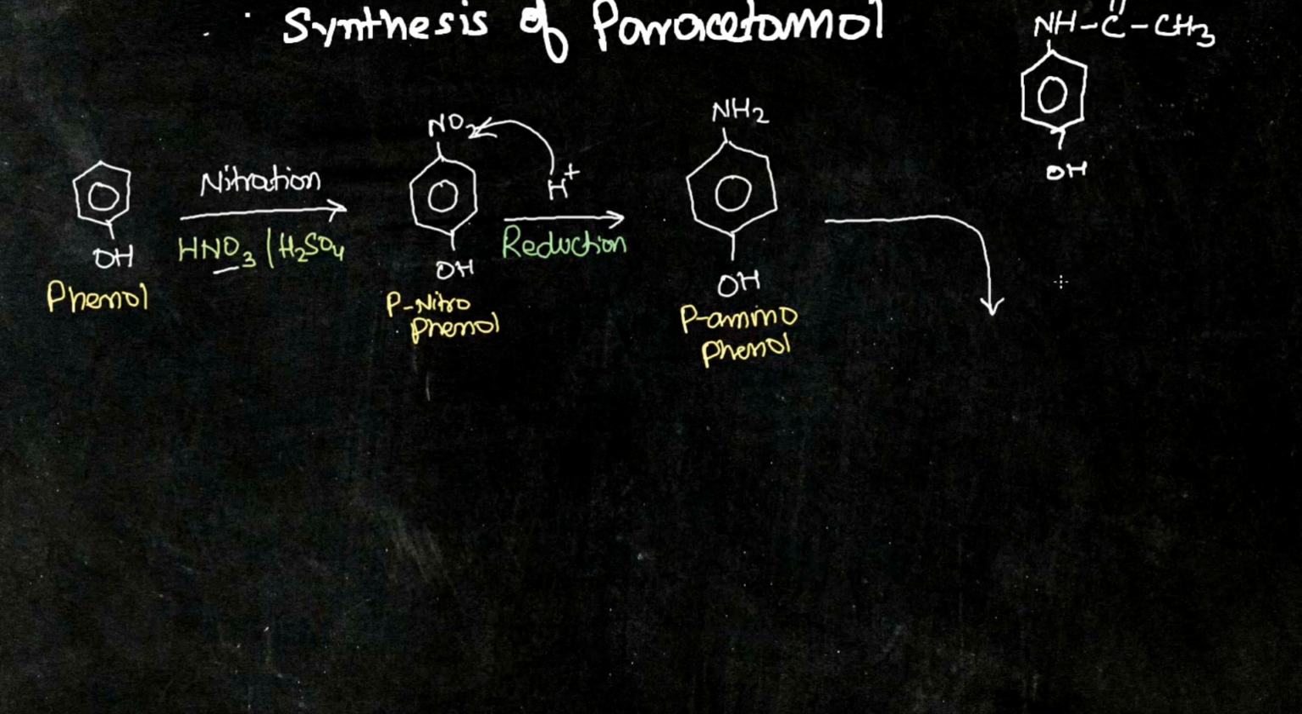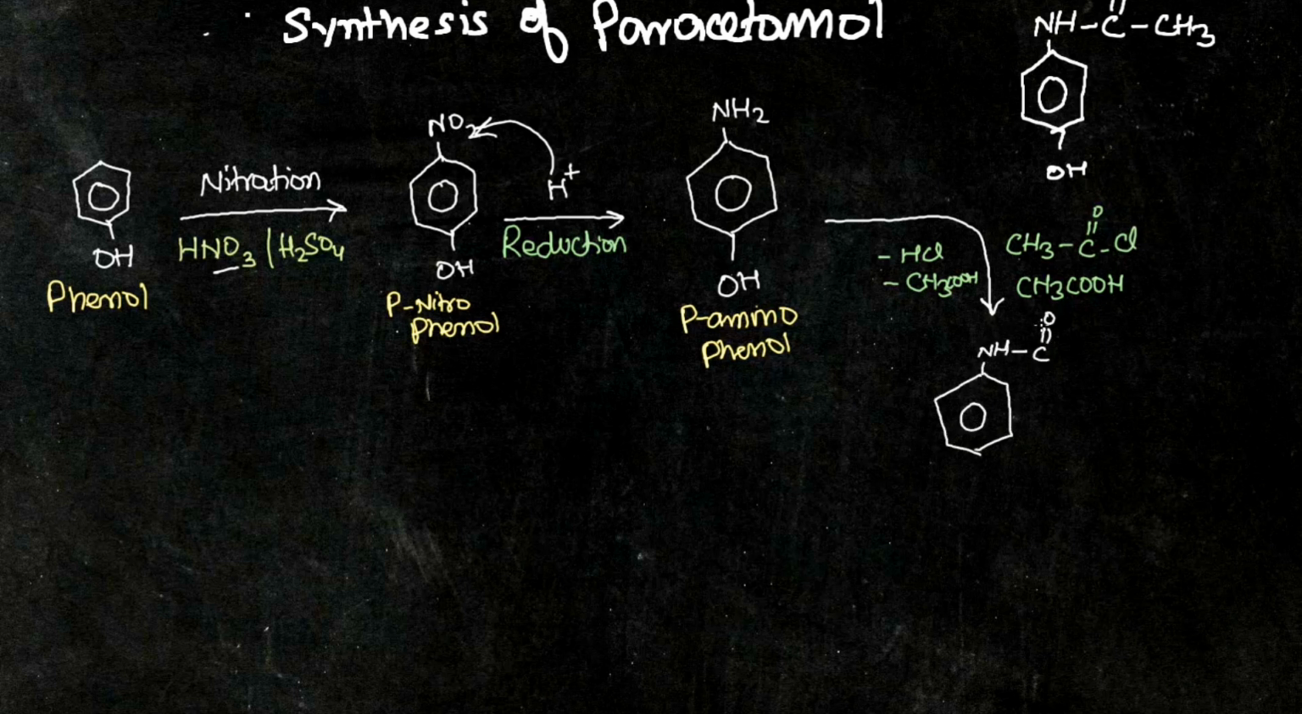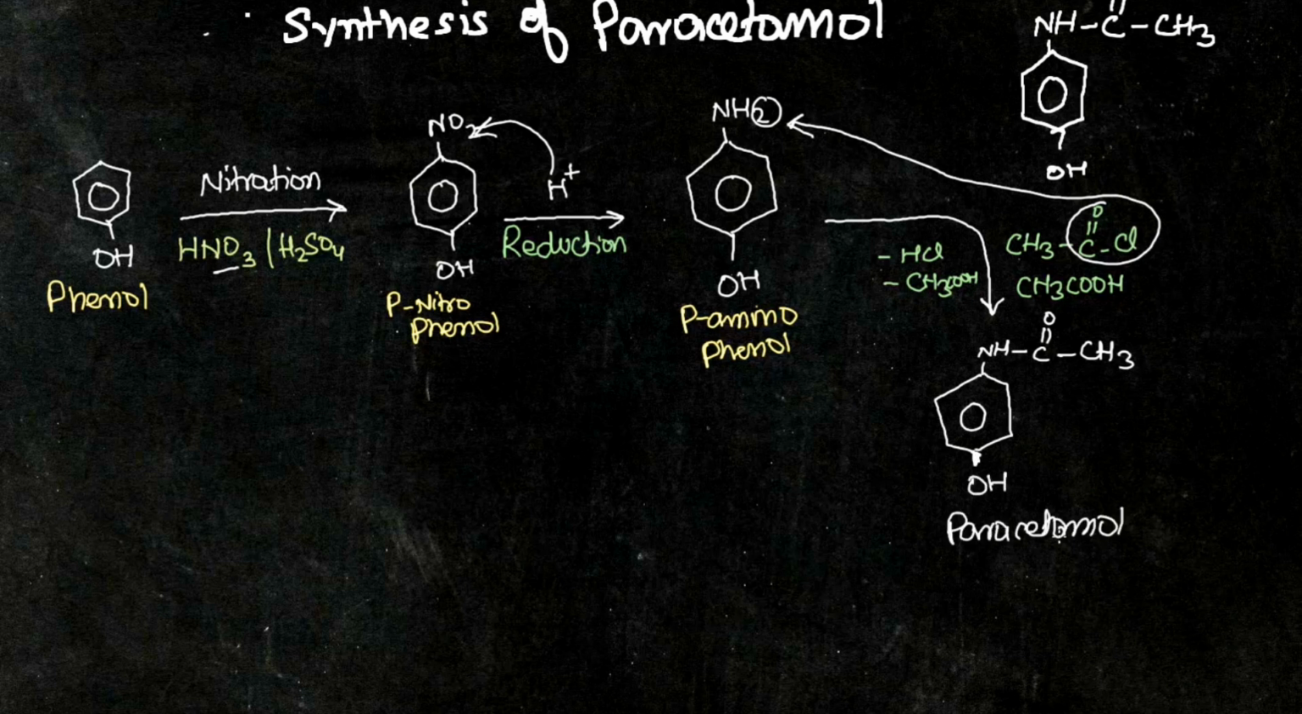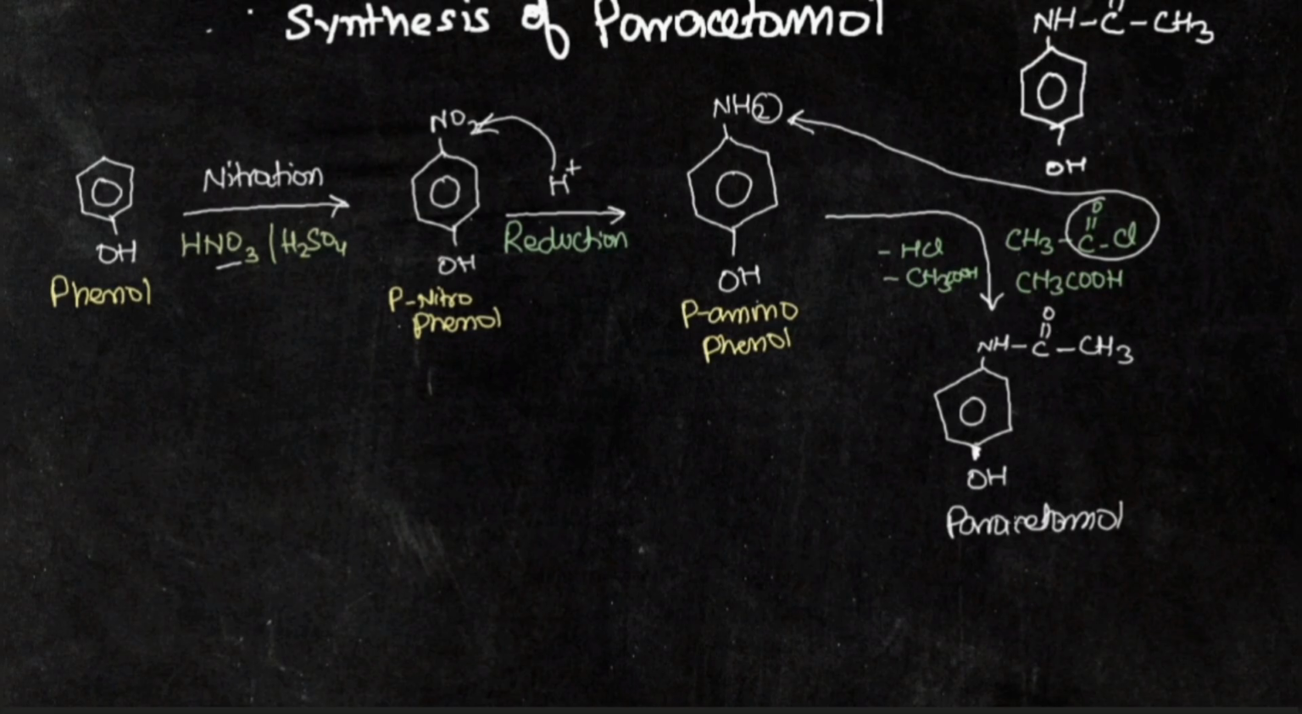Now this para-aminophenol undergoes another reaction with CH3C double bond OCl, acyl chloride, or CH3C double bond OOH, acetic acid. By removing HCl or CH3COOH, they form NHC double bond OCH3, benzene and OH as well. So this C double bond OCl replaces one hydrogen and attaches to the NH group of the amino, and this becomes your paracetamol.